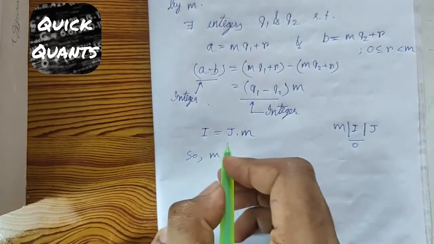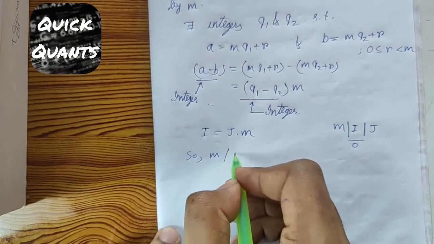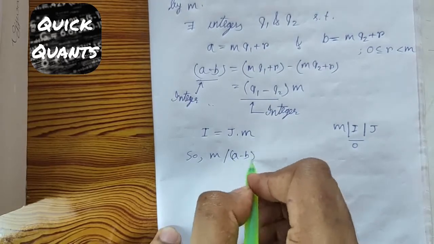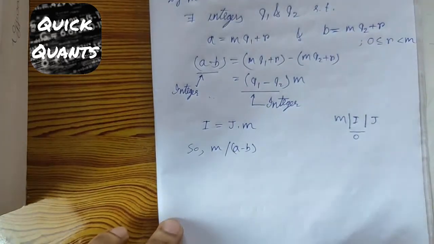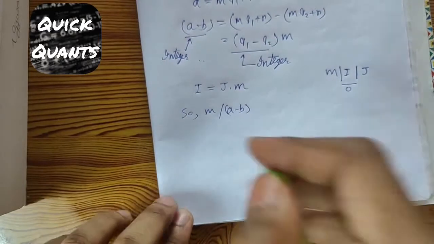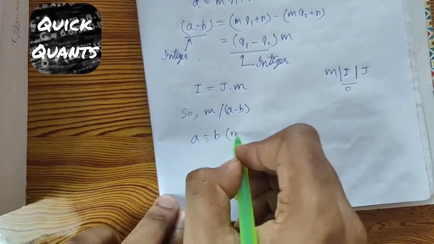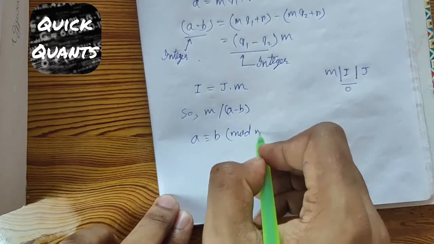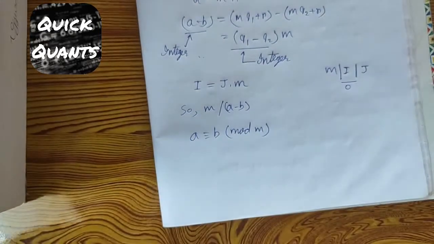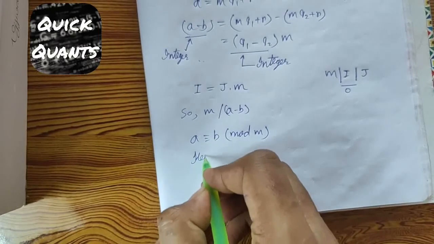So m divides a minus b, and by the definition of congruence modulo we can say that a is congruent to b mod m. Hence the theorem is proved.